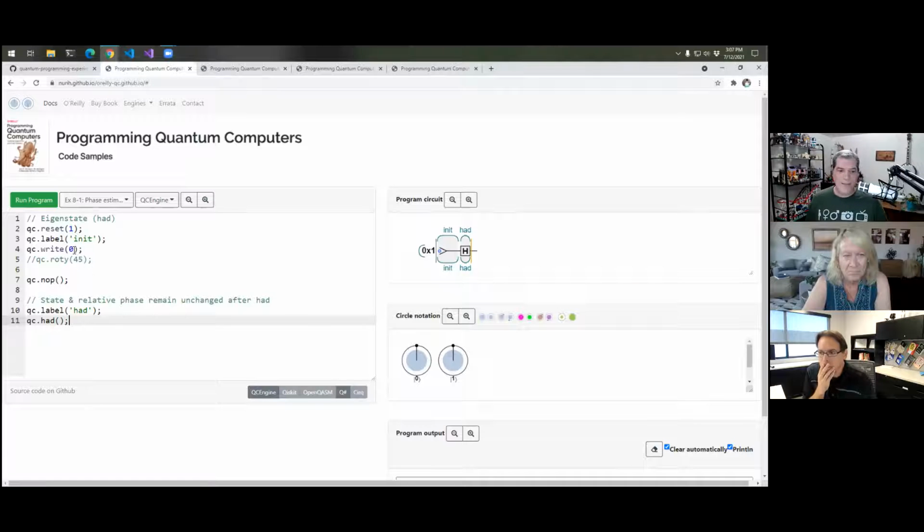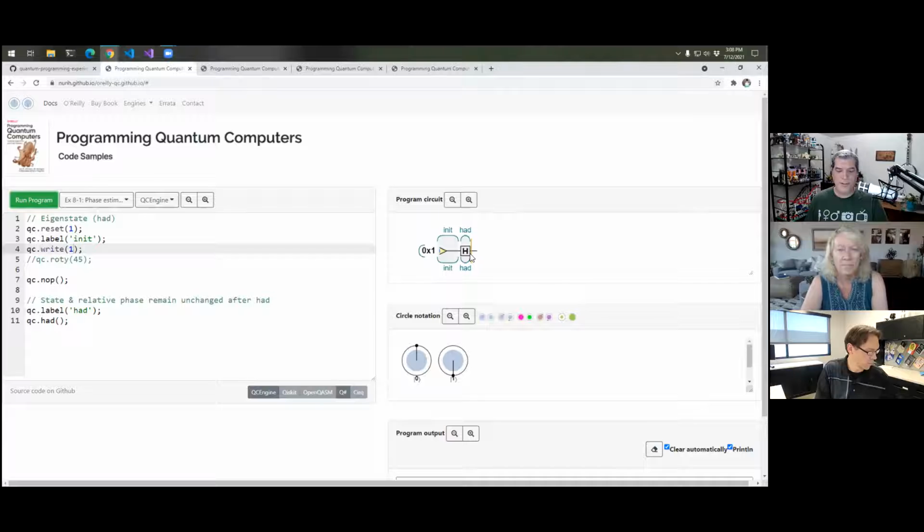And then if we start out with a 1, then we get a different behavior. So in this case, we start out with writing a 1 to our register. And then when we had it, we still end up with that 50-50 state as far as the amplitude is concerned. But the relative phase is 180 degrees. So it actually changes the relative phase. And so this is what we're used to seeing.